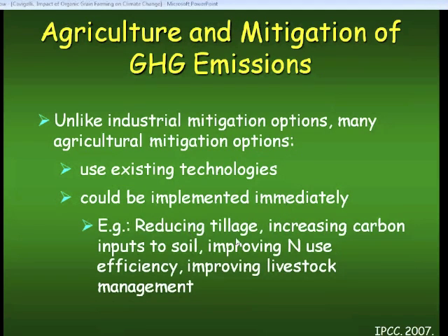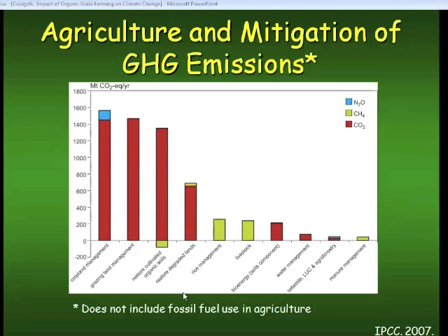This includes things like reducing tillage, increasing carbon inputs to soil, improving nitrogen use efficiency, and improving livestock management. These first two, reducing tillage and increasing carbon inputs to soil, largely address the CO2 piece of the greenhouse gases. Improving nitrogen use efficiency addresses nitrous oxide, and improving livestock management addresses methane primarily. Today, by the way, I will only be speaking about cropland management.